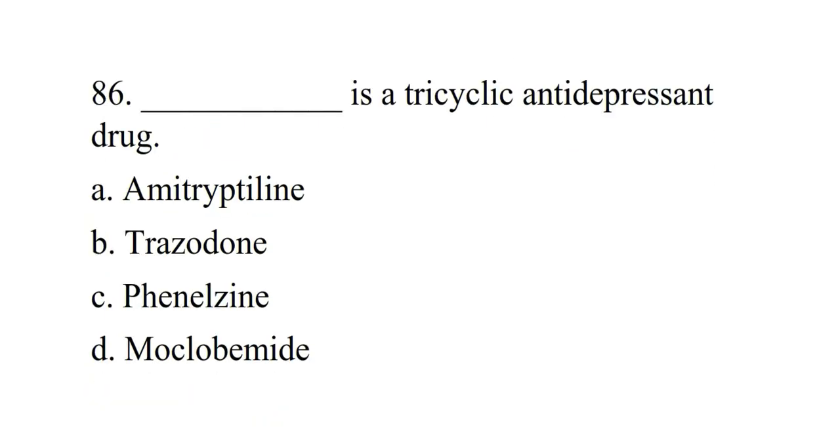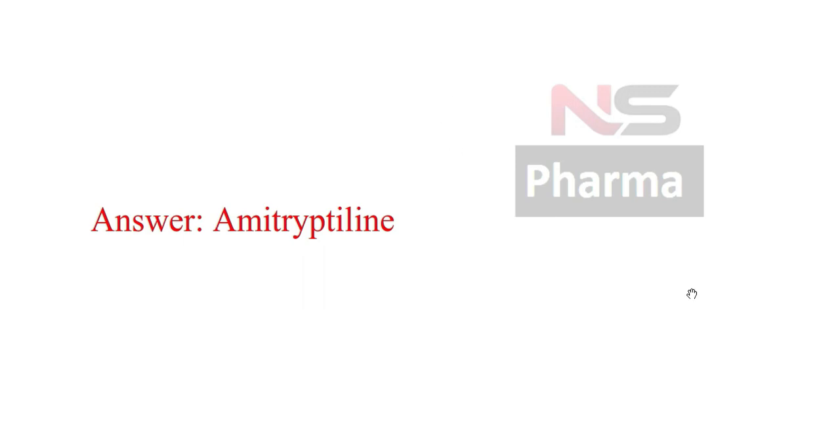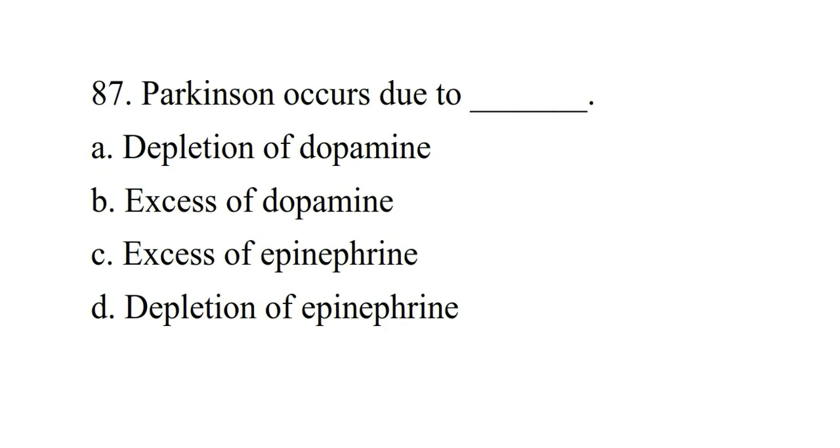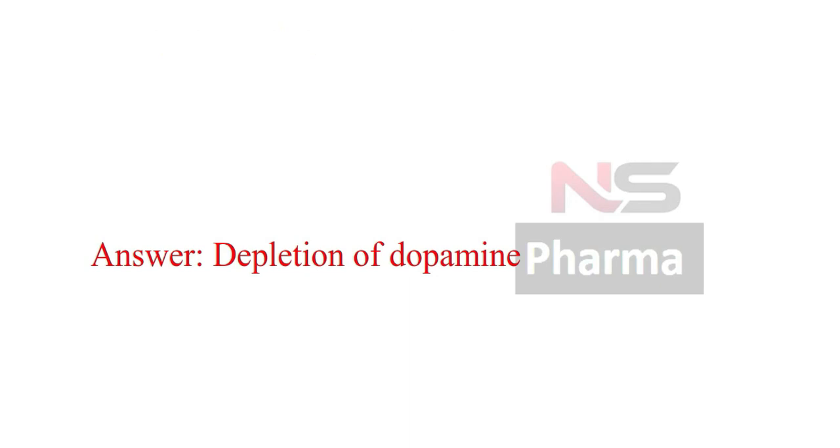Question number 86. Dash is a tricyclic antidepressant drug. Option A, amitriptyline. Option B, trazodone. Option C, phenelzine. Option D, moclobemide. Answer, amitriptyline. Question number 87. Parkinson occurs due to dash. Option A, depletion of dopamine. Option B, excess of dopamine. Option C, excess of epinephrine. Option D, depletion of epinephrine. Answer, depletion of dopamine.